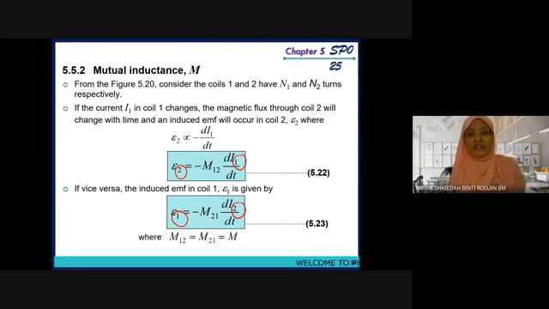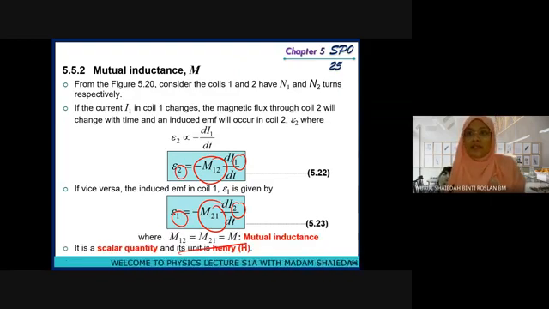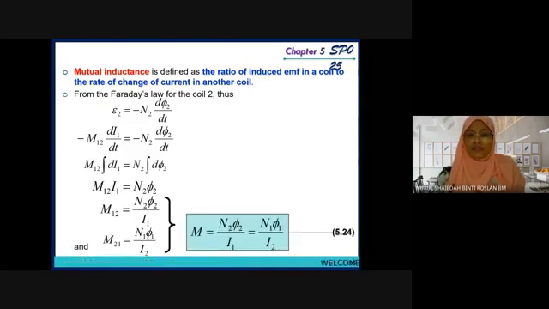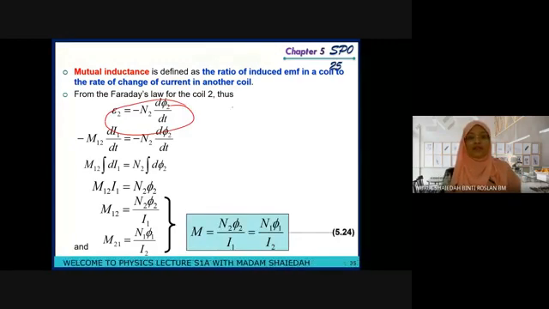Okay, formula ini tak kisah sebab apa, M12 and M21 are the same. M dia adalah sama saja. Unit sama, Henry, dia sama je dengan self-inductance. Okay, ini adalah dia punya formula. Okay, ini formula adalah untuk yang Faraday lah. Faraday: V equals dΦ over dt.